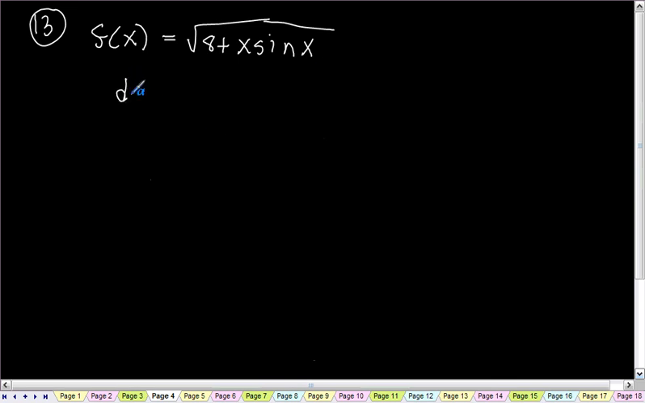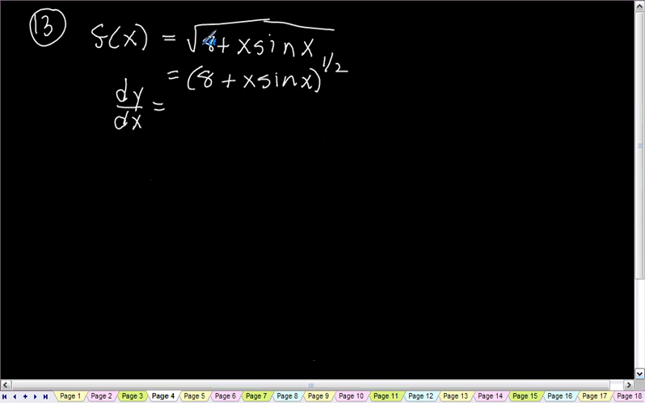The derivative. Before we do that, I'm going to rewrite this so you understand what we're doing here. A lot of students forget that this actually means this to the half power. That's what a square root means. That's the way to write it in mathematics. Now you know how to do the derivative of this.